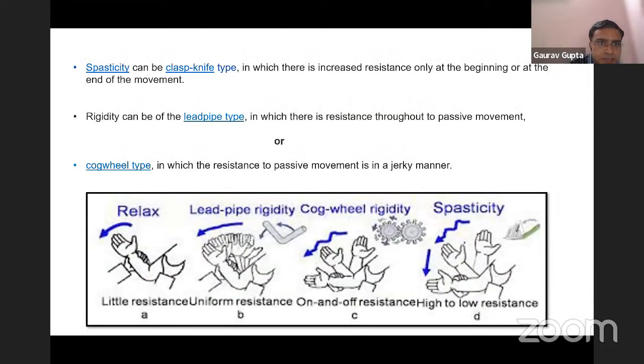Now, spasticity can be of clasp knife type, wherein there is increase in resistance only at the beginning or at the end of the movement, the way a clasp knife opens. And rigidity, as it is velocity independent, can have a continuous increase in resistance, like bending of a lead pipe, or it can be a cogwheel type where there is an on and off change in resistance to passive movement in a jerky manner, like moving a cogwheel.